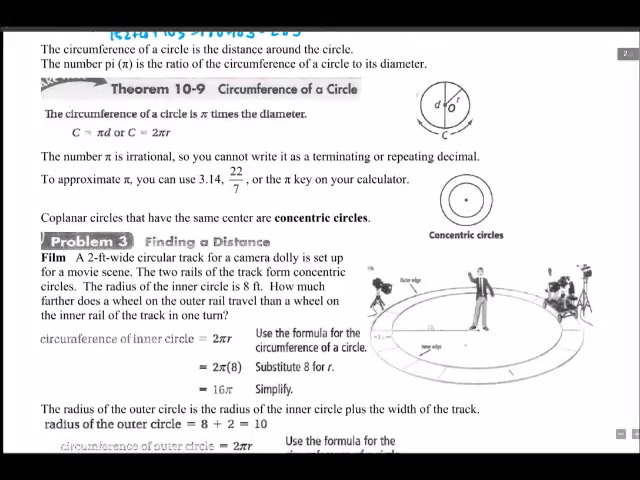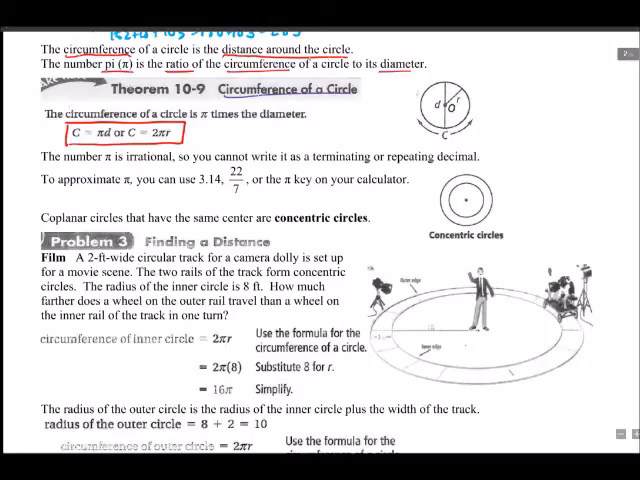We know that circumference is the distance around the circle, and pi is the ratio of the circumference to the diameter. Now, you should know this theorem, circumference of a circle. Circumference of a circle is pi times the diameter. And you can also use pi times 2 times the radius.